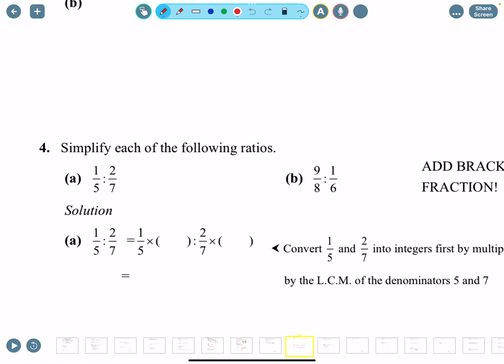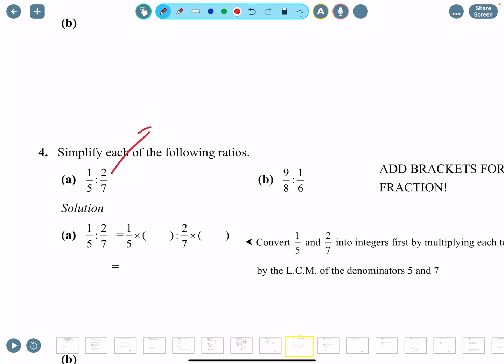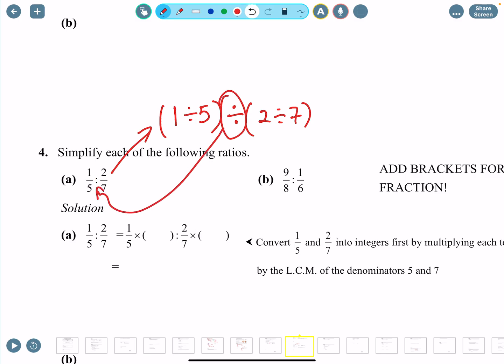Okay, so not sure if I'm going to go through this. If it's a fraction, you got to be really careful with a fraction. When you do divide, make sure that you add an extra bracket. Bracket 1 divided by 5, close the bracket, an extra divide, open the bracket, 2 divided by 7. Be really careful. If not, you're going to get the wrong answer. So 1 divided by 5, close the bracket, divided by 2 divided by 7, close the bracket. So this divide is representing the fraction. This divide is representing the ratio. Be really, really careful.